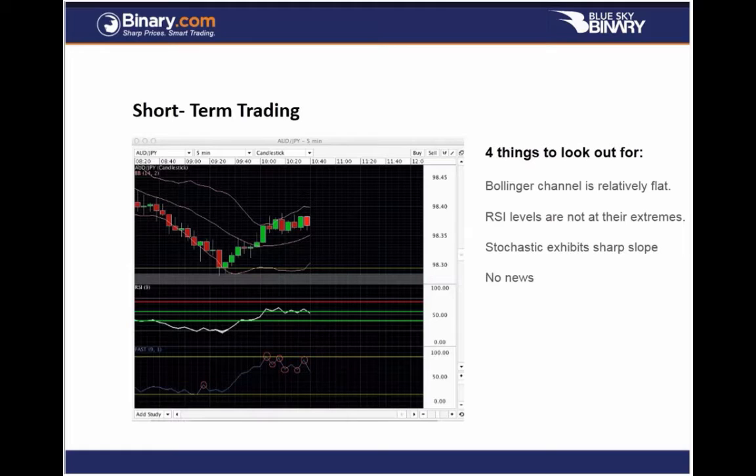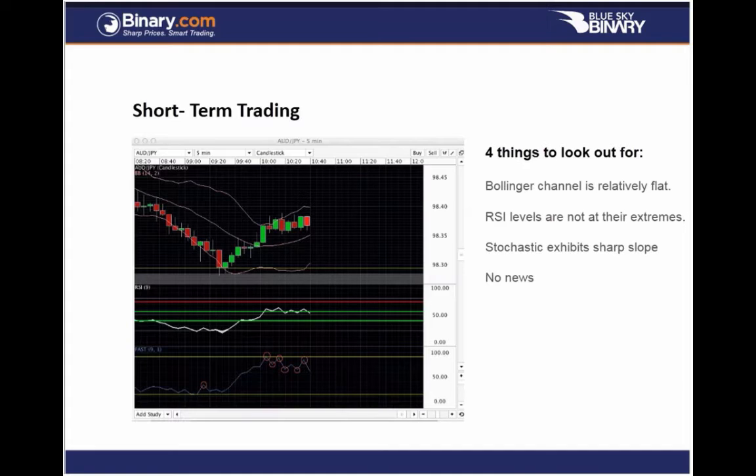So after you've set up the Bollinger Bands, you have to notice the flattest channel. This is the first point. The second point that you need to be noticing is that you want the RSI to be in neutral territory. You want the RSI to be between 30 and 70. So you want the RSI to be somewhere here, as it is right now.